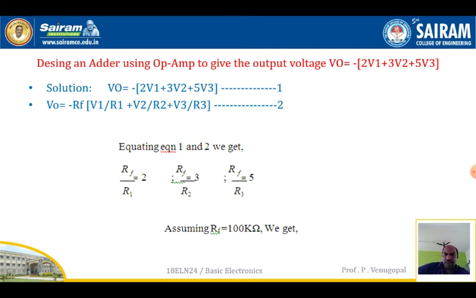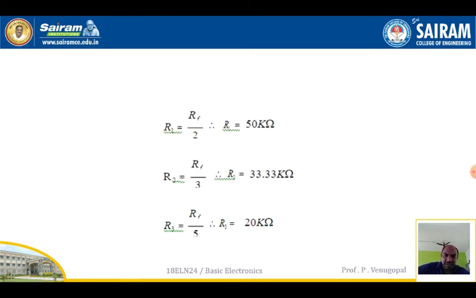By comparing equation 1 and 2 we get RF by R1 is equal to 2, RF by R2 is equal to 3 and RF by R3 is equal to 5. So next, assume RF is equal to 100 kilo ohms and find out R1. If you assume RF is equal to 100 kilo ohms, then R1 is equal to 50 kilo ohms, R2 is equal to 33.33 kilo ohms and R3 is equal to 20 kilo ohms. So it is given here.